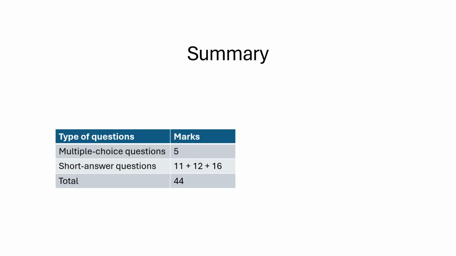There are 5 multiple-choice questions worth 1 point each, totaling 5 marks. There are also 3 short answer questions worth 39 marks in biochemistry. The overall score for this section is 44 points. With a total possible score of 120 points, the percentage for this section is 36.7% of the total score.